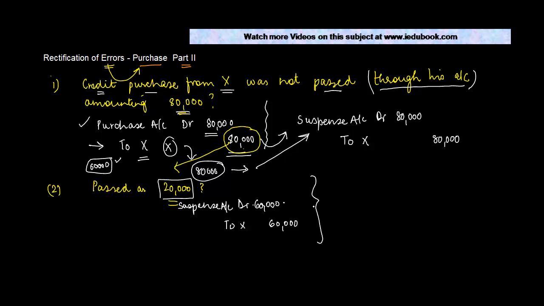What if instead of 20,000 he was credited 100,000? Now if he was credited 100,000, he was supposed to get only 80, which means what? He has been credited in excess by 20,000. So if there's a wrong credit, that can be rectified in accounting terms. How? By debiting him. So you will debit X account 20,000, right? And we will credit the suspense account.